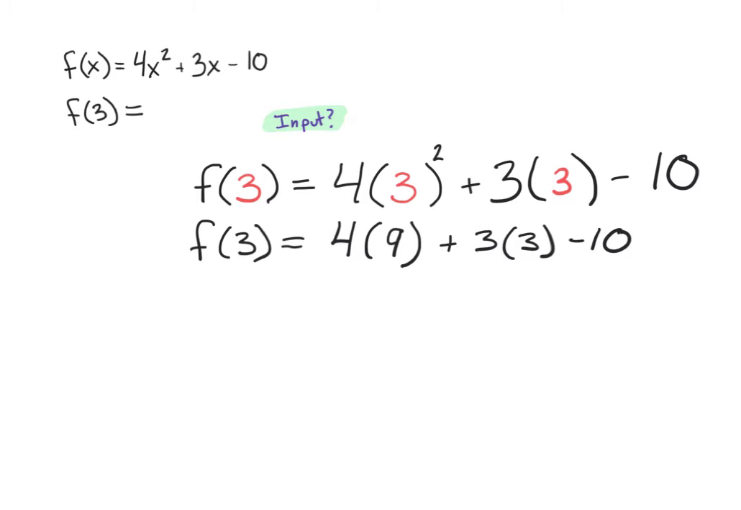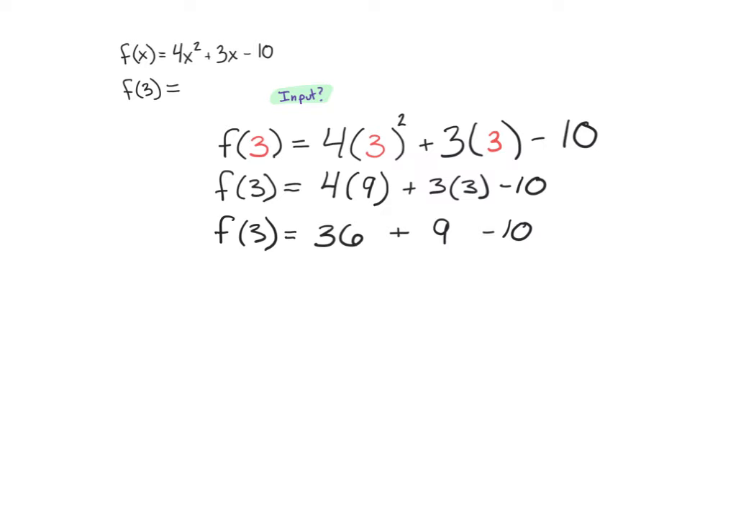Next up in my order of operations is multiplication. I have two different places where multiplication is happening. The first at 4 times 9, that's 36. And then the second at 3 times 3, that's 9. Then the minus 10, I'm just going to rewrite because again, I'm only doing multiplication right now, and I'll deal with the minus 10 later.